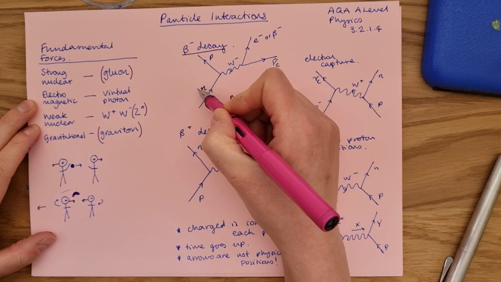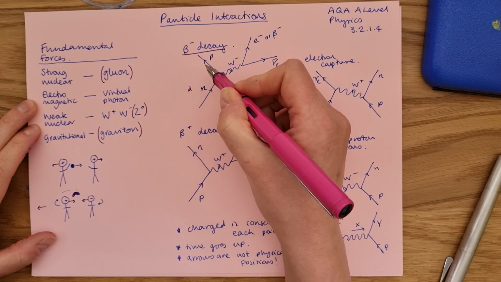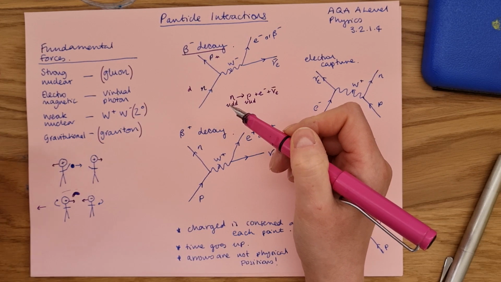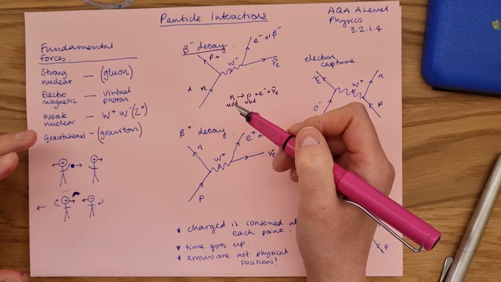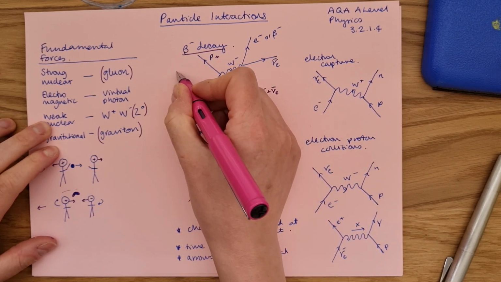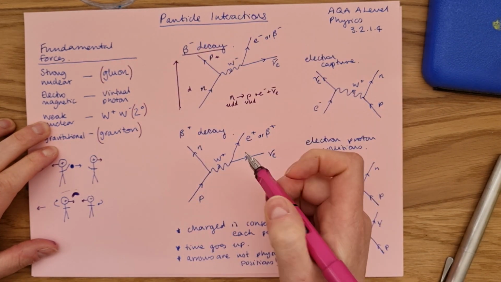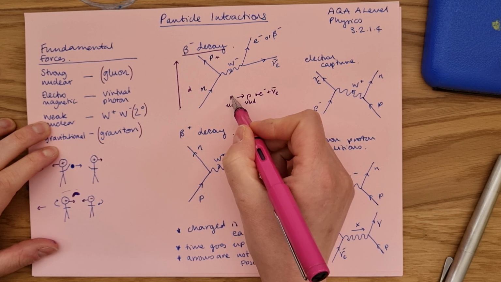So actually what's happening is a down quark is turning into an up quark. Now, the rules for these simple diagrams are that we start at the bottom and we work our way up, right? So you start down here at the bottom of the diagram and you work your way up. So we started off with the neutron, which is fine.